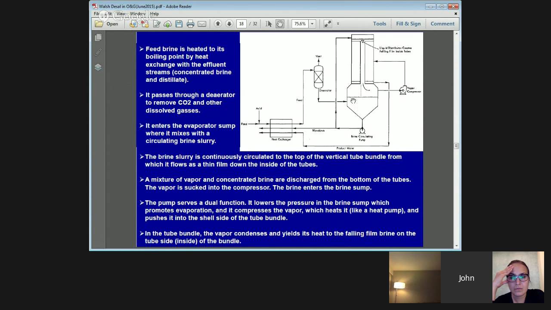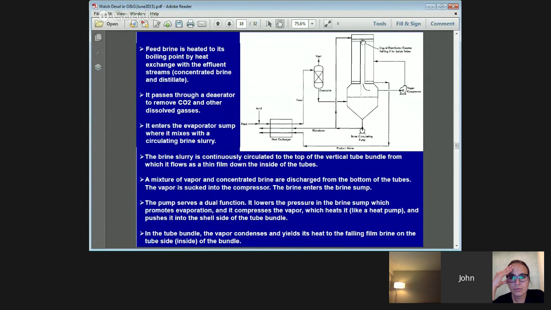It enters into a brine sump, and vapor coming off this sump is compressed, which raises the pressure and the temperature. Brine is, as you can see, there's a brine recirculation pump. Brine is fed to the inside of a set of vertical tubes. This high pressure, high temperature vapor is fed to the outside of those tubes. Heat exchange occurs.